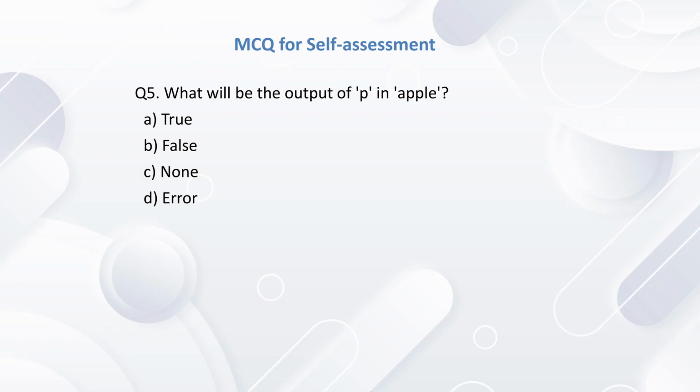We have covered all the key concepts. Let's assess your understanding with some MCQs. What will be the output of the statement P in apple? Here are the options. The correct answer is option A, true. This is because the in operator checks whether a character or substring exists within a given string. Since the letter P is present in apple, the expression evaluates to true.